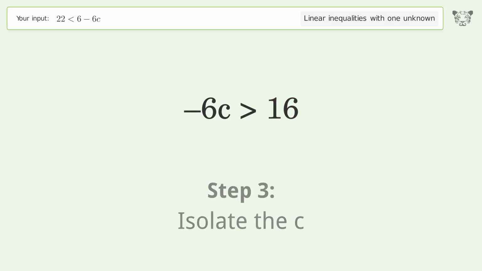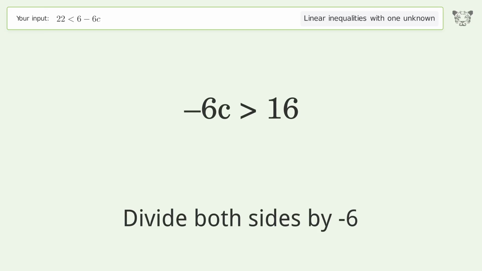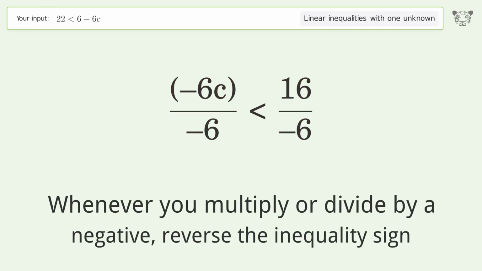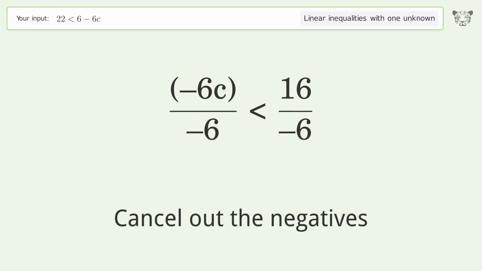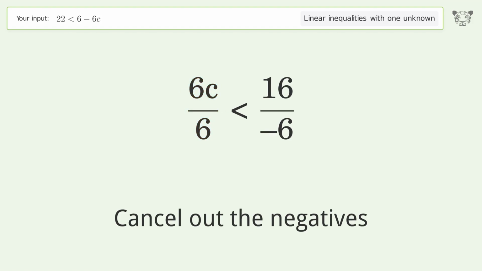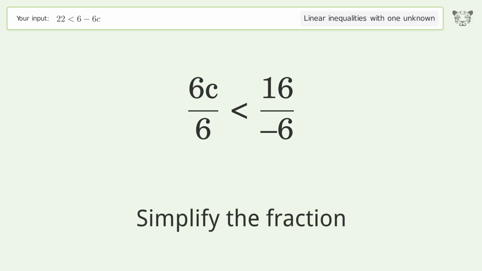Isolate the c. Divide both sides by -6. Whenever you multiply or divide by a negative, reverse the inequality sign. Cancel out the negatives. Simplify the fraction.